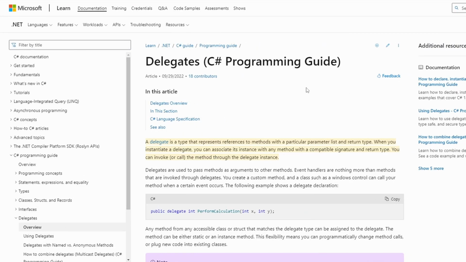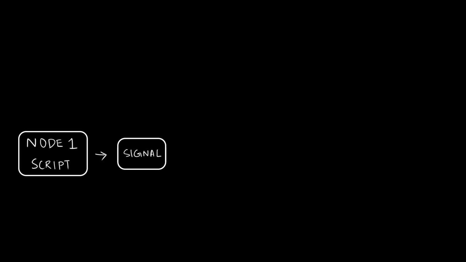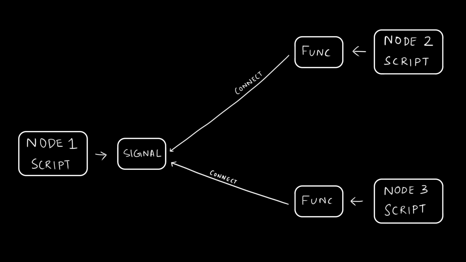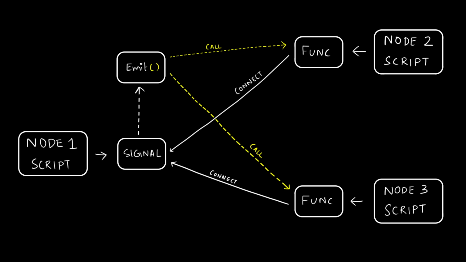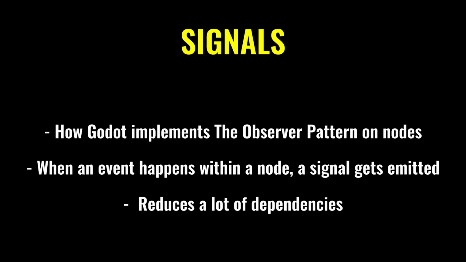Signals are simply like delegates in C#. We can subscribe or, in Godot terms, connect any function inside our script to a signal. And when the signal gets emitted, either automatically or even manually through code, all of the functions that are connected to this signal across multiple nodes in the level scene tree get called. This is so useful as it reduces a lot of dependencies.